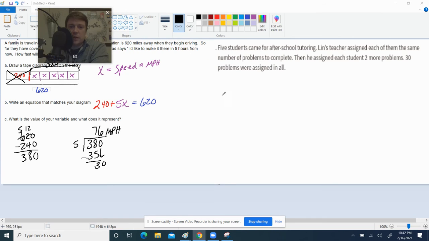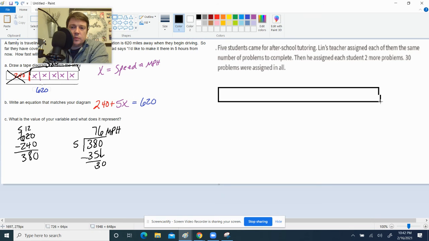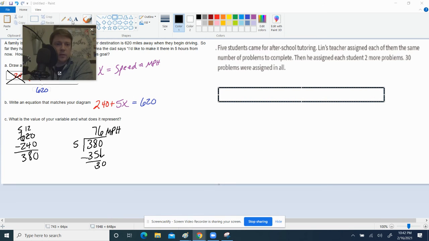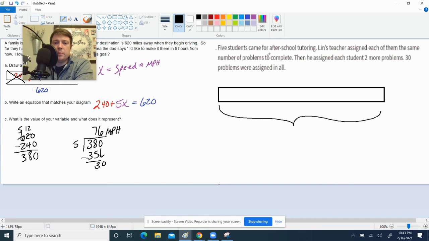Let's finish this up with the last one over here. 5 students came for after-school tutoring. All right, actually, let me go ahead. We're going to draw a tape diagram for this one, so I'm going to go ahead and set it up before I read it. It'll take me a second, but this one I didn't have made out for me. We'll just have to roll with the punches, all right?